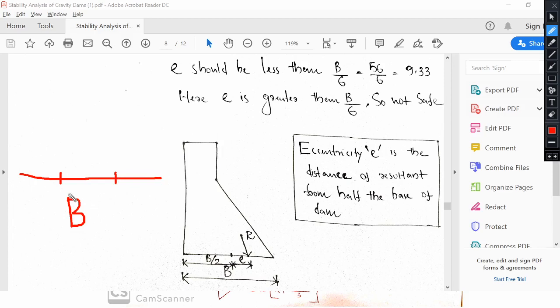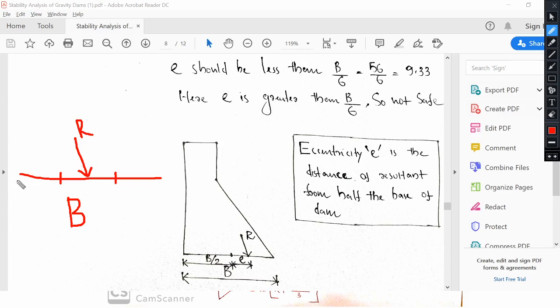According to the stability criteria of a gravity dam, we have different types of forces, and the resultant of all the forces should lie here. This is the resultant of all the forces. Here means it is the middle third of the base width. See, this is the first third, this is the middle third, and this is the last third. So the resultant should lie within the middle third of the gravity dam base width.